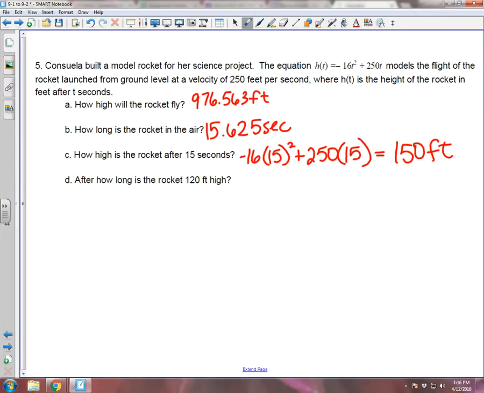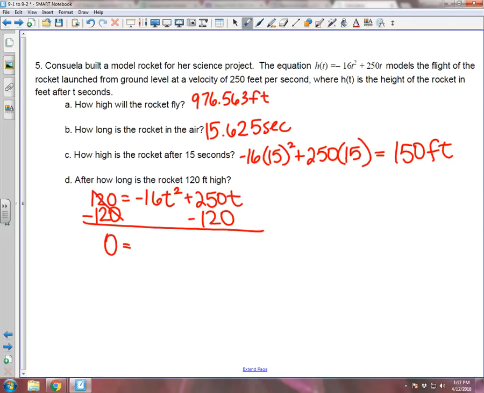After how long is the rocket 120 feet high, excuse me. Where is that going? That's a height, isn't it? So that's going to go for the h. So it'll be 120 equals negative 16 t squared plus 250 t. If I want to graph this to find the answer, what do I need to do? Move the 120 over. So now I have 0 equals negative 16 t squared plus 250 t minus 120. That's the equation I need to solve. So what are we going to do with it?